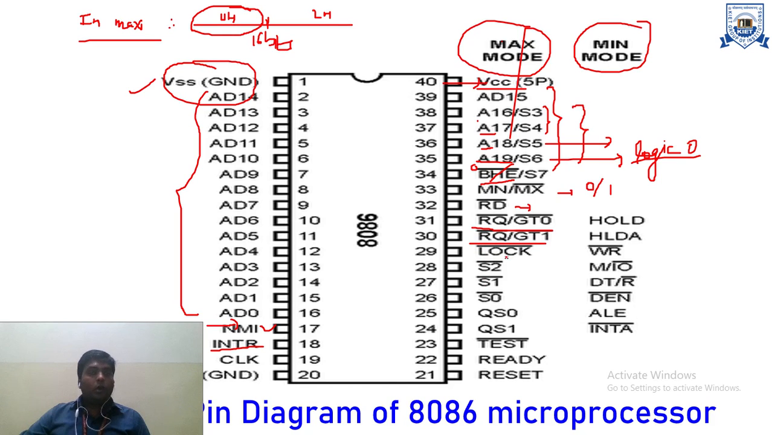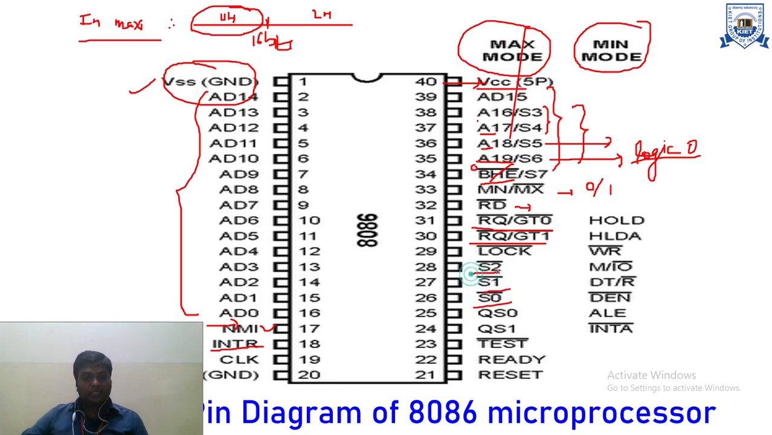Lock is basically used when, let's suppose, we have multiple processors, and out of these, one processor is accessing the control of the buses. When that processor gets control of the buses, it basically locks itself, so that the other processors cannot use these buses. So for this, lock pins are used.